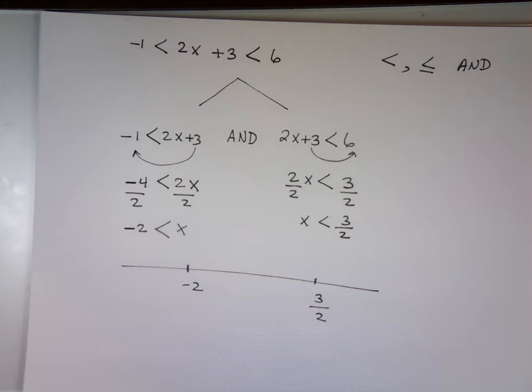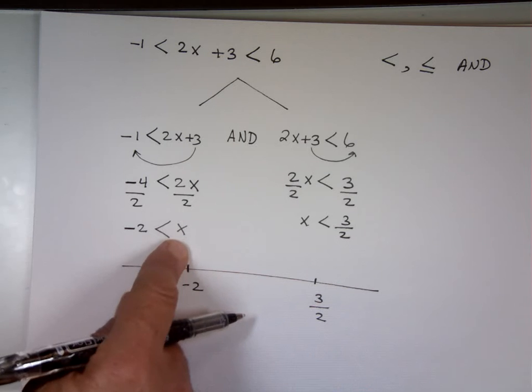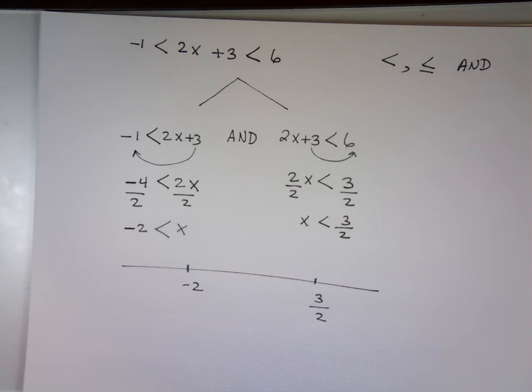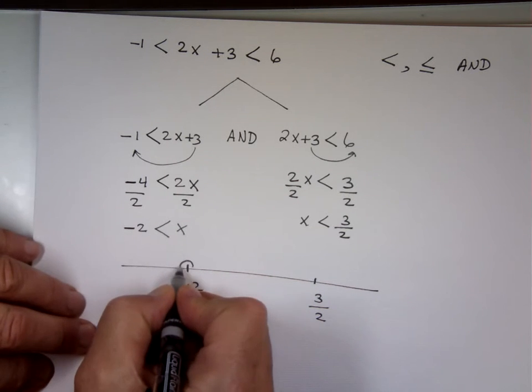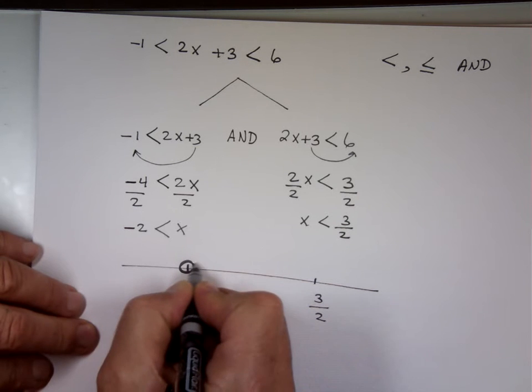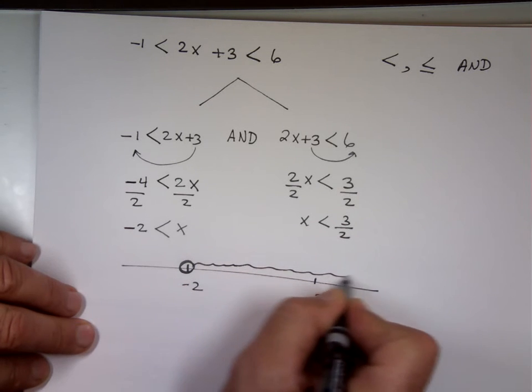The first one says what? X is greater than negative 2, right? That's what it says. The mouth is toward the x. X is bigger than negative 2, so open circle here and go to the right all the way.